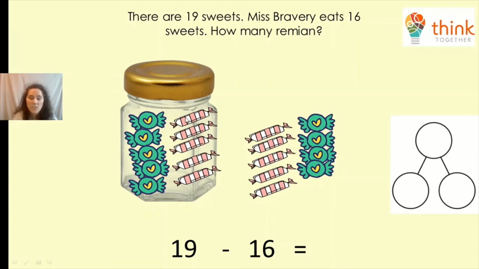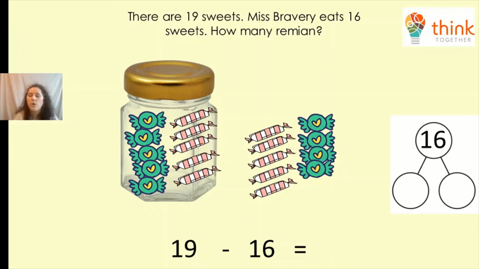Well done. The next thing that I need to do is partition 16 to make it easier to take away. So I can see I've already got my 19 sweets here. I don't need to count them out. I've already got them. So I need to partition 16. Are you ready? Let's put 16 in our part whole model. Fantastic. Now, what can we partition 16 into? Well done. We need to put it into 10s and 1s. That will be a really easy way to help us take them away.